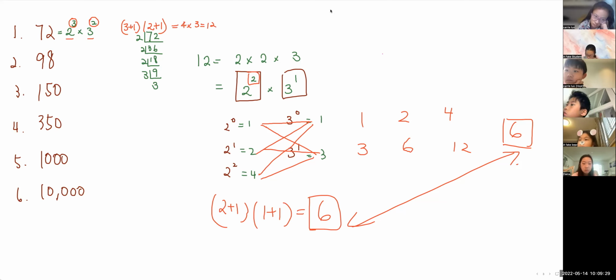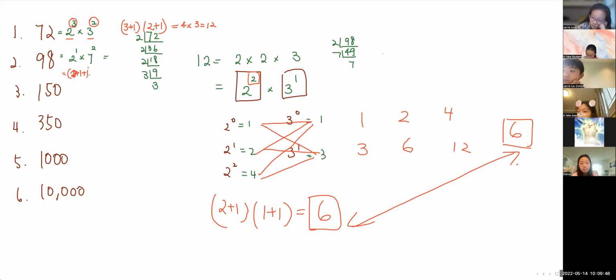Okay, so let's take a look at number 2. So 98. So 2, 49, 7, and 7. So this one's very different. So 2 to the power 1 times 7 to the power 2. So equals what? 1 plus 1, because there's only 1, and 2 plus 1.